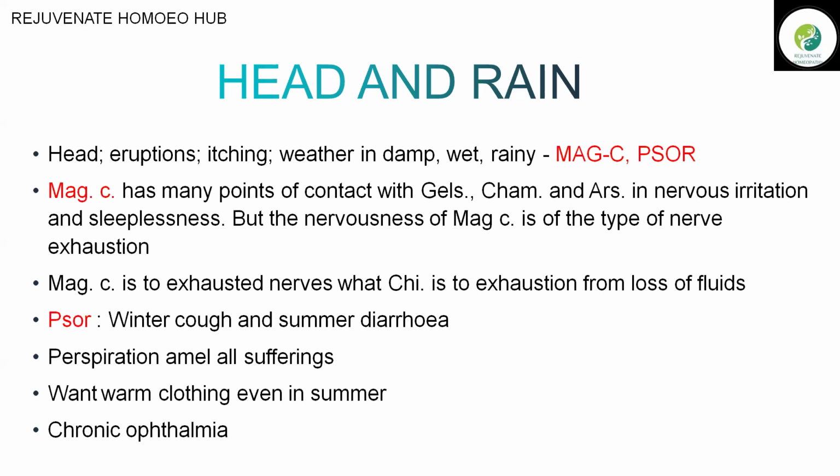And in chronic ophthalmia cases, sorinum works well. Eye pathology. Perspiration, amelioration from all the sufferings is sorinum. And night hunger is sorinum again. So these are some key confirmatories I just added below this rubric, so you'll get an idea how to prescribe the remedies.